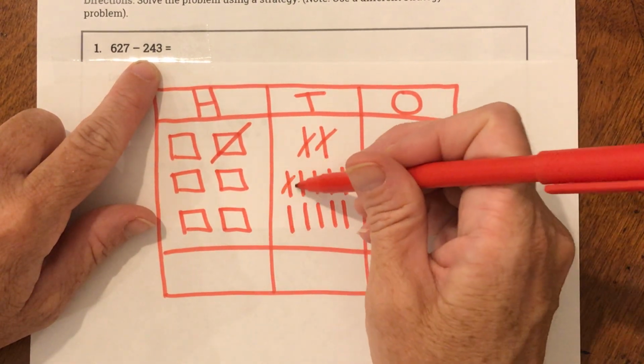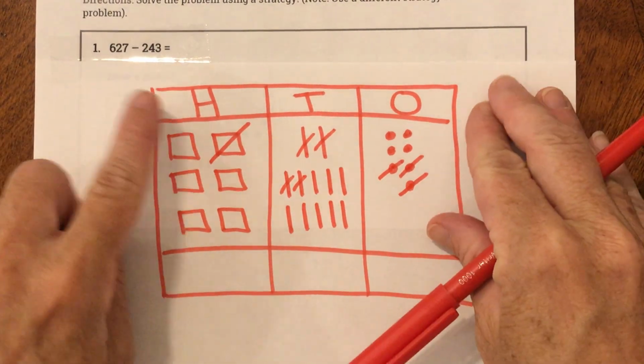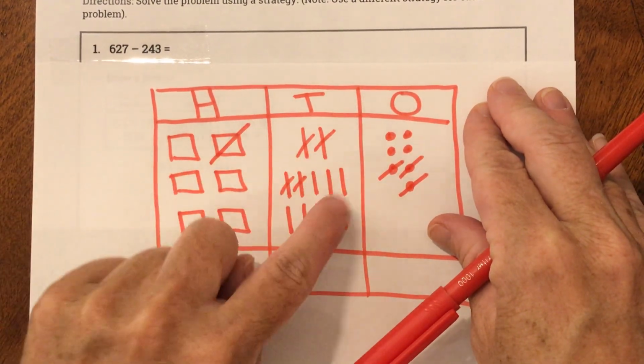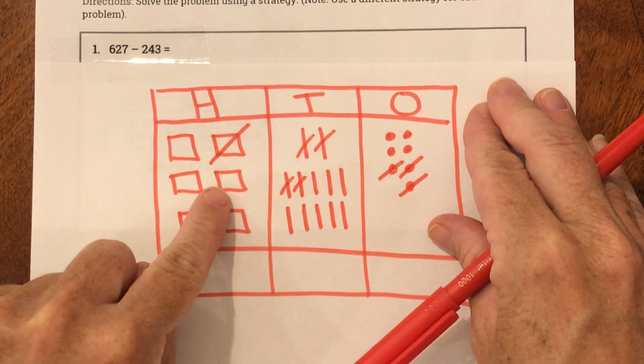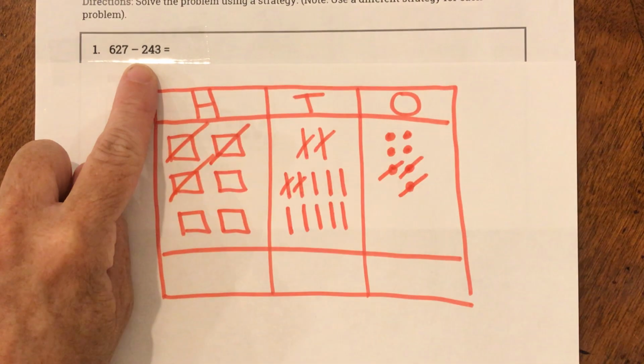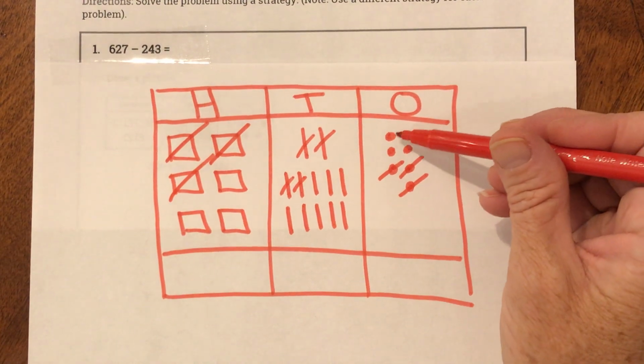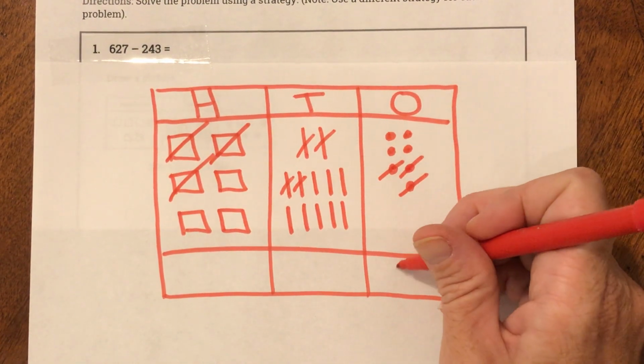1, 2, 3, 4. Okay, and then hundreds, I had 6, but I already decomposed 1, so now I only have 5 left, and they want me to take away 2. So 1, 2. Okay, what do I have left? What am I left with? I'm left with 4 ones.